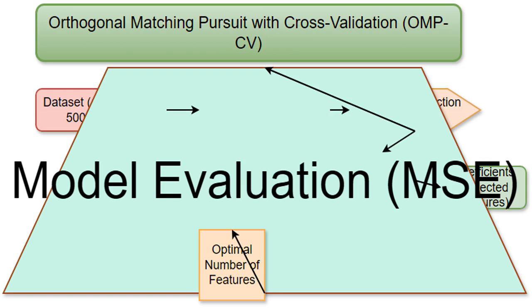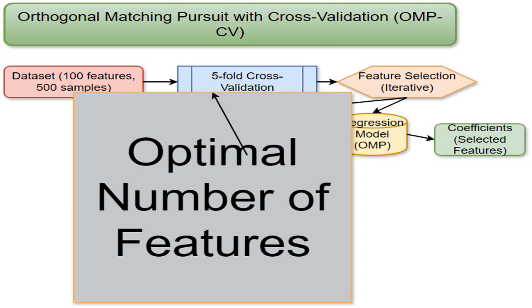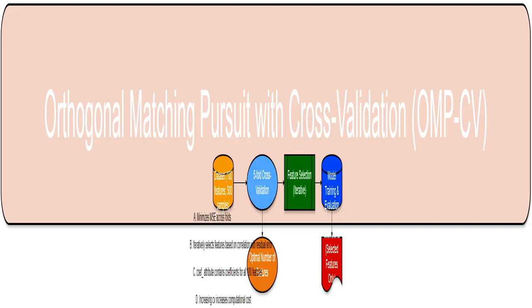A lower MSE indicates a better model. After cross-validation, I determine the number of features that gives me the lowest MSE. This is the optimal number of features to use for the best predictive performance. I'm using orthogonal matching pursuit, OMP, a powerful algorithm for feature selection.